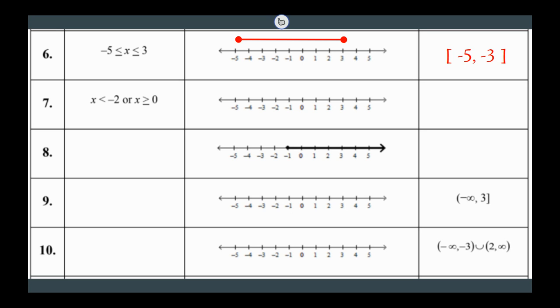Okay, number 7 is where we have that or. If you have an or, what did we say was going to be over here? The U for union, right? So if we're less than -2 or greater than or equal to 0, open circle at -2 pointing to the left, closed circle at 0 pointing to the right. You're going to have 2 pieces. So you pretty much do each line that you have up here and then put a union in the middle. So it's going to be negative infinity up to -2, both with parentheses, union, and 0 with the bracket, up to positive infinity with the parentheses.